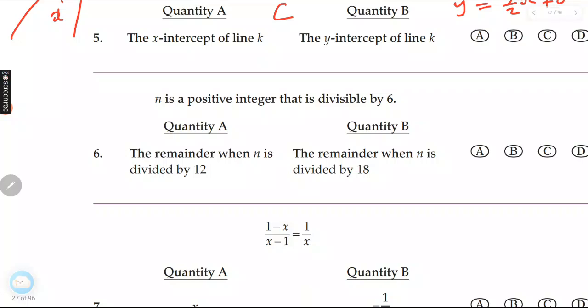First, there is a time when the remainder is the same. Yes, there is a time when the remainder is 0. There is a time when the remainder is the same. The remainder when n is divided by 12. Just understand what a remainder is. What if n is a positive integer, say n is 3? The remainder when n is divided by 12 is 3, and the remainder when n is divided by 18 is 3. In that case, both of them are equal.